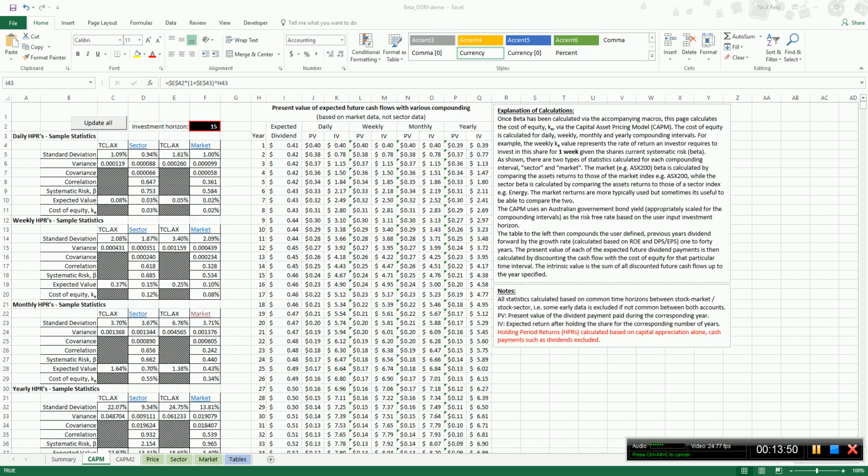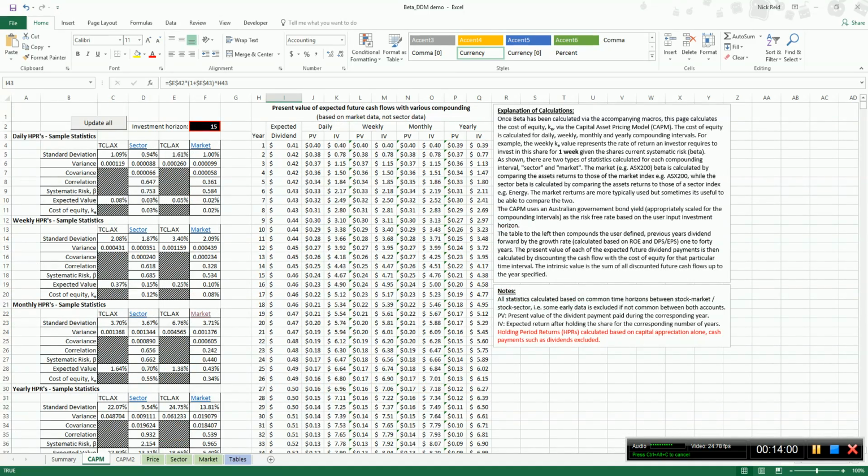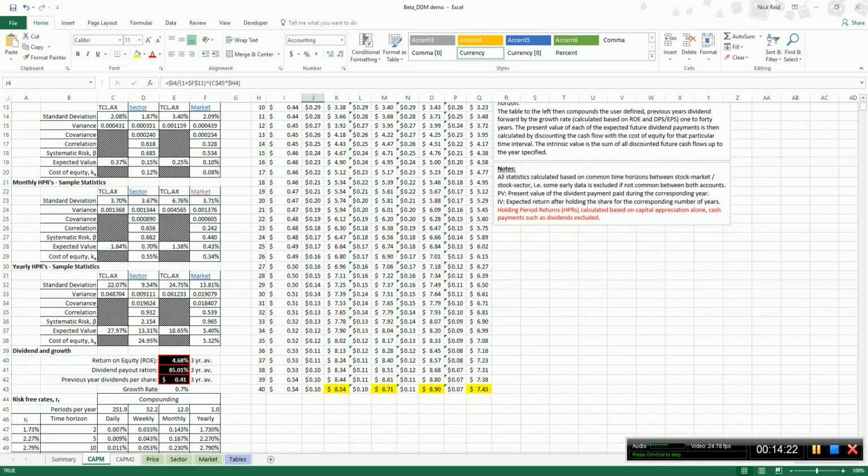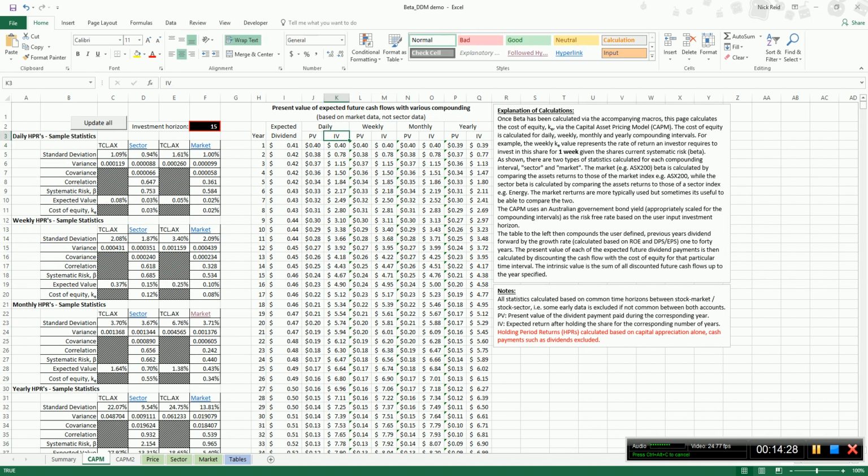So next we just need to calculate the present value, or PV, of all the expected future cash flows, or expected future dividend payments. So we do that for all our four holding periods: daily, weekly, monthly, yearly. So this is discounted using our cost of equity calculated here. So we just perform that calculation for 1 to 40 years. And then to get the intrinsic value, we sum the present value of those future expected cash flows.